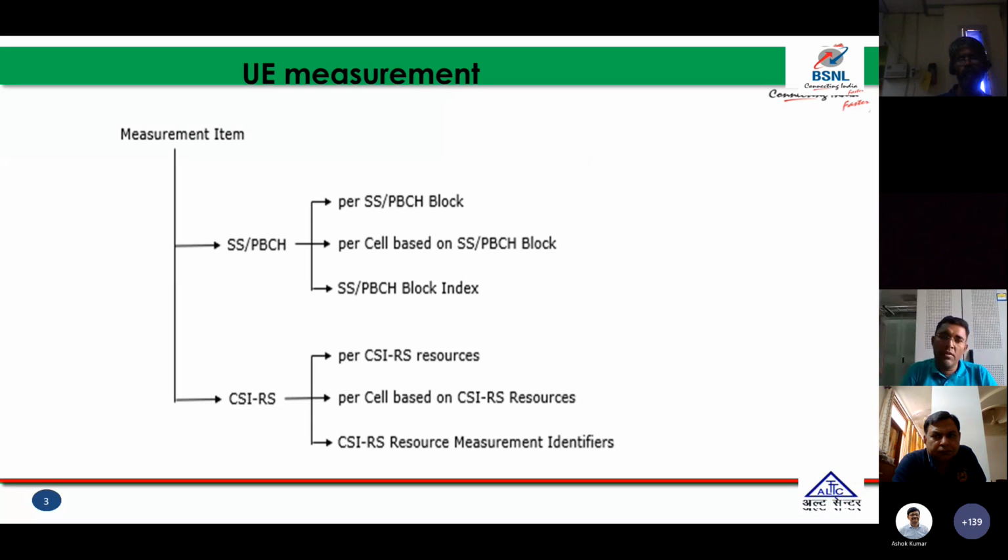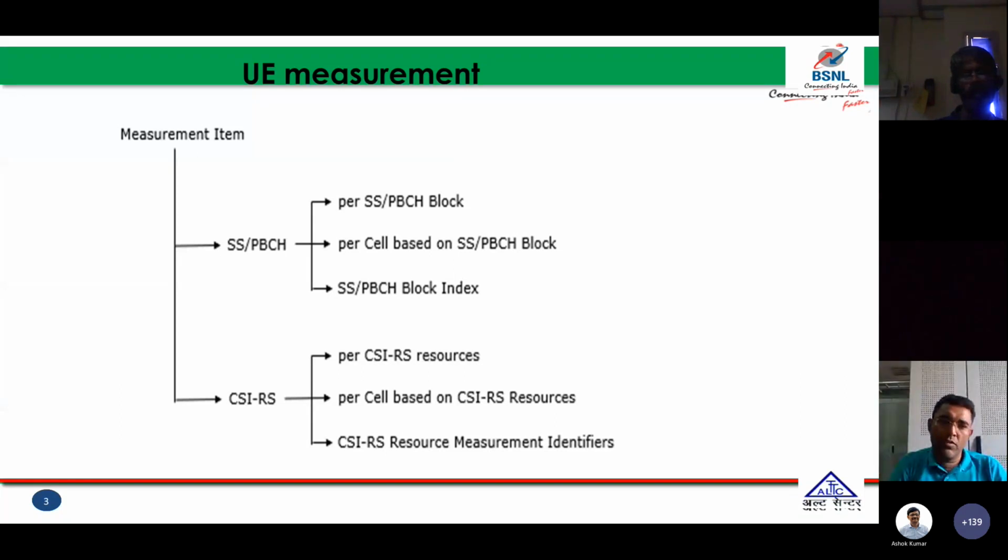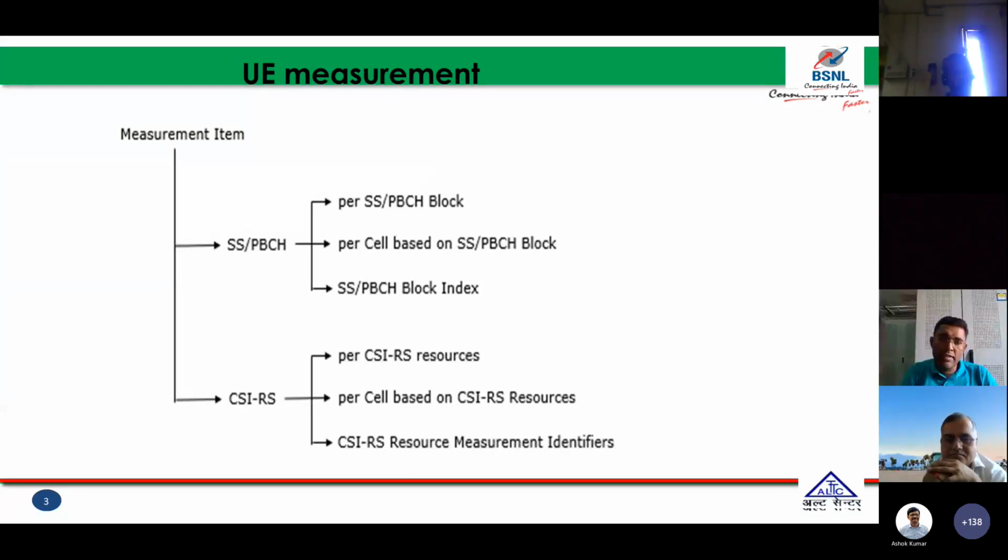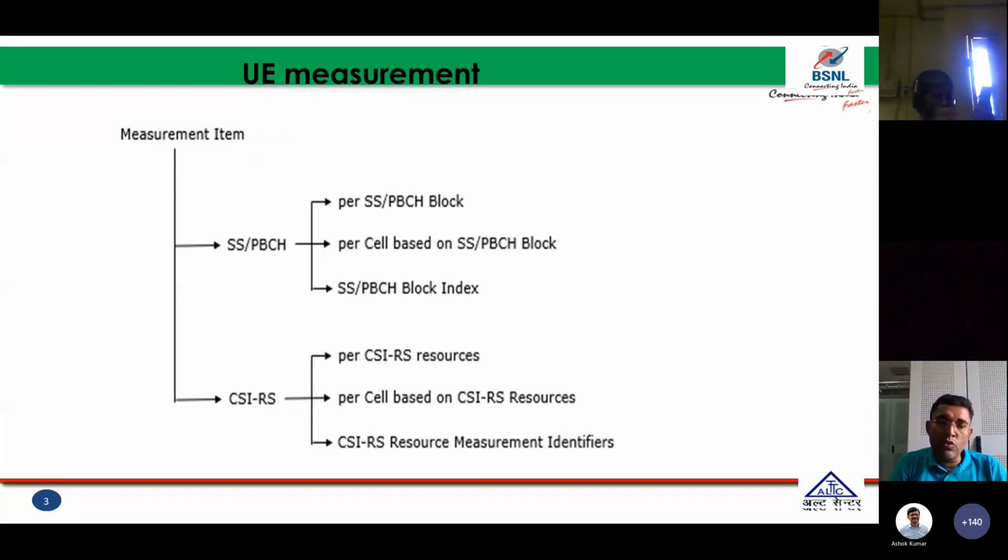Right. So first, this slide shows what the UE actually measures in idle mode as well as in the dedicated mode. There are two measurement items. One is the SS block, or SS/PBCH. The second one is the CSI-RS, the channel state information reference signal. The CSI-RS is allocated user-specifically. It is only allotted to the connected UE, not the idle mode UE. And SS/PBCH measurement is done in the idle mode.